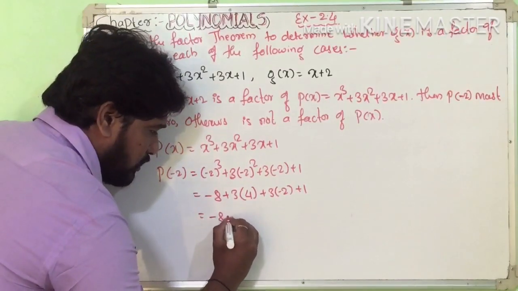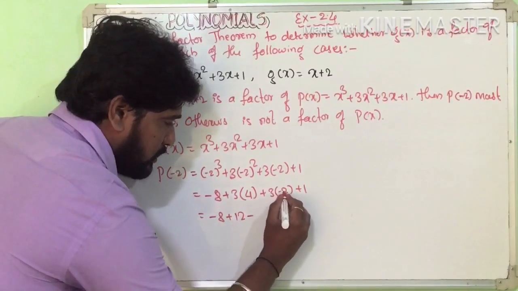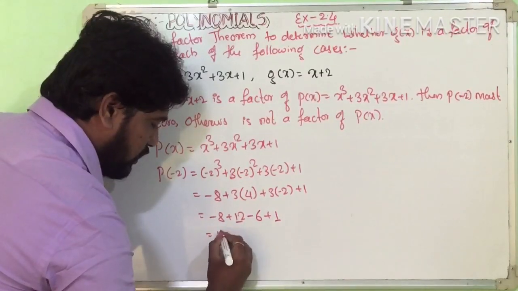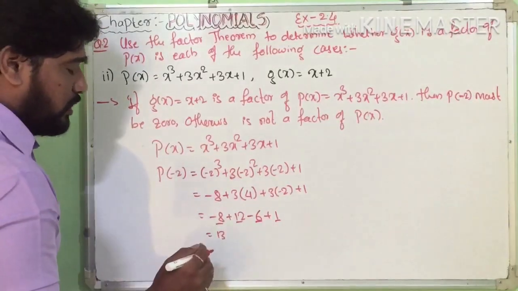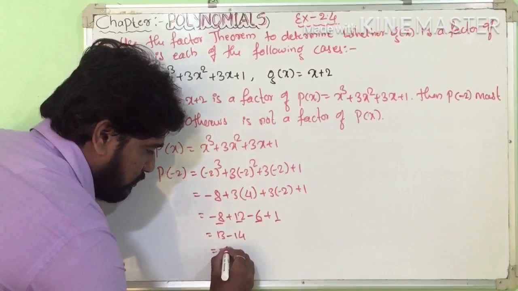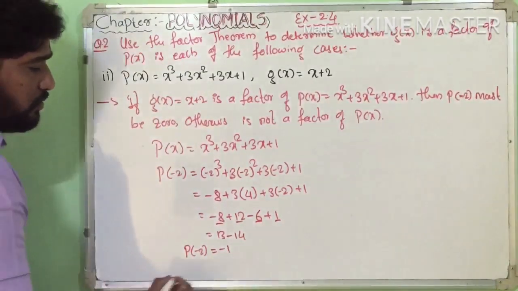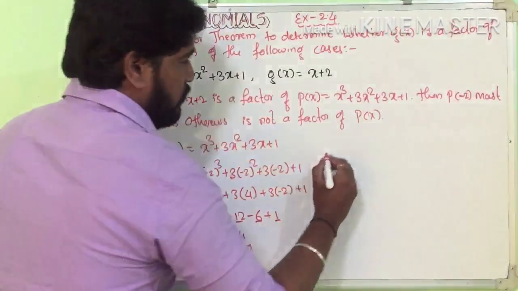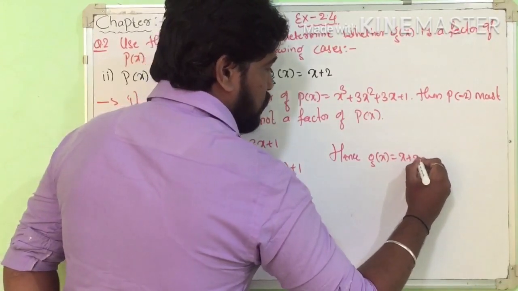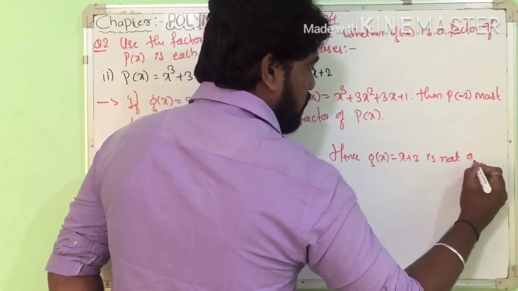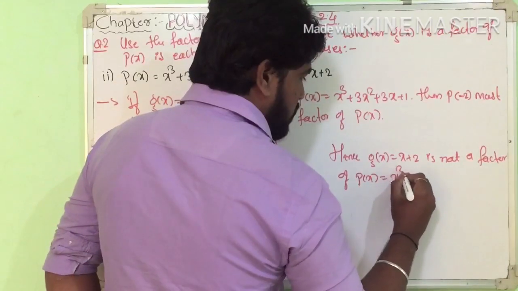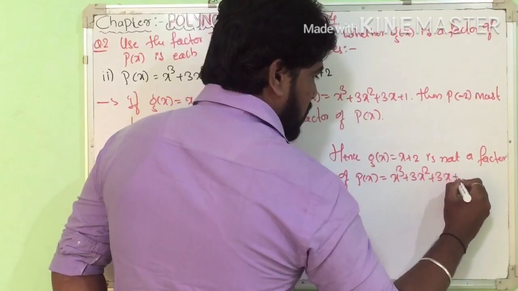So here minus 8, so plus 3 4s are 12, and minus 6 plus 1, right? So first add, this become a 13, and minus 8 minus 6 minus minus become a plus, but symbol will be minus, so minus 14, right? So now here we got minus 1. So p of minus 2 is minus 1. It is not equal to 0. So hence g of x is equal to x plus 2 is not a factor of p of x is equal to x cube plus 3x square plus 3x plus 1.